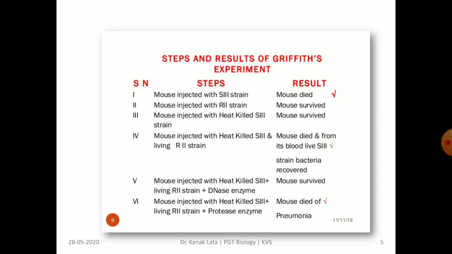Mouse injected with heat-killed S strain and living R strain plus DNase enzyme, the mouse survived. Why? Because DNase destroys the DNA. Mouse injected with heat-killed S strain and living R strain plus protease enzyme, then the mouse died of pneumonia. So by these experiments he found that the genetic material is DNA.